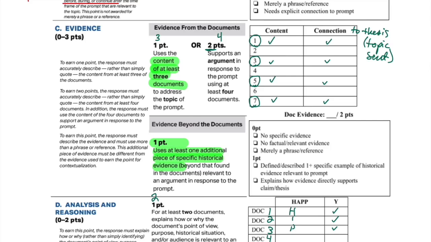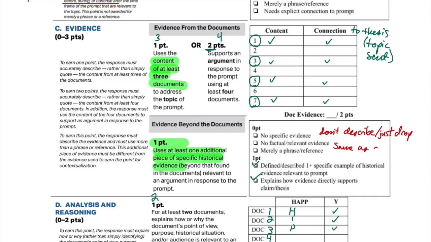Then for outside evidence, is it in the documents? You want it to not be in the documents, so you get the point. Is it described and used to support your thesis? That's how you get the point. Now, if you don't describe, then you don't get the point. So just dropping outside evidence is not going to be enough.